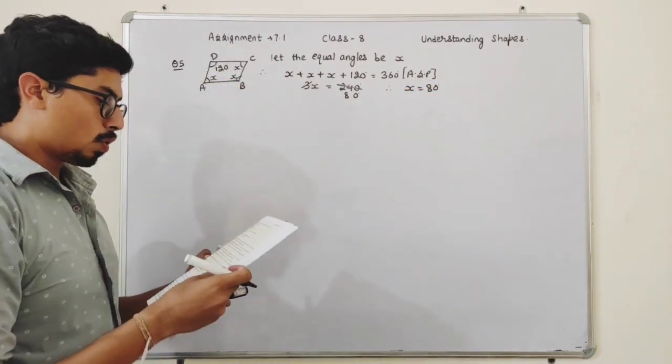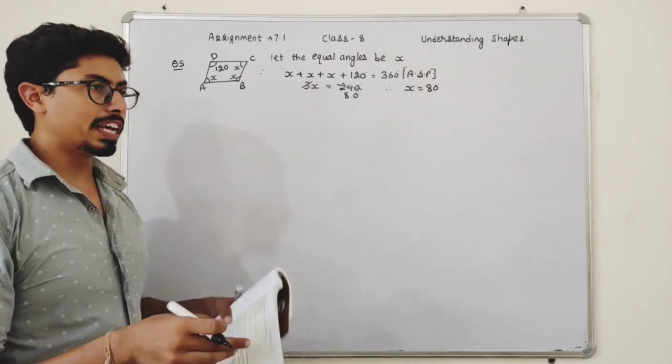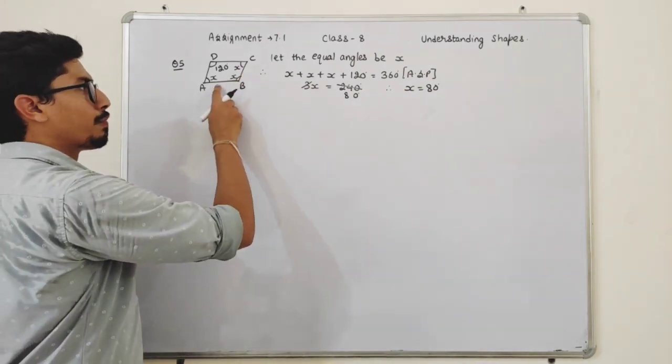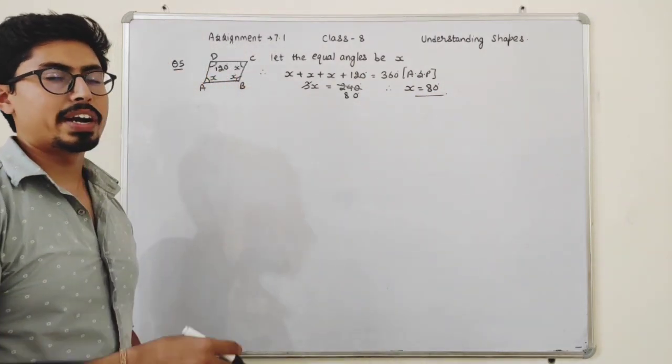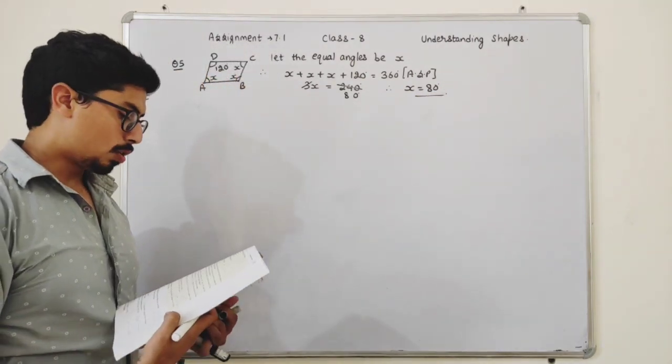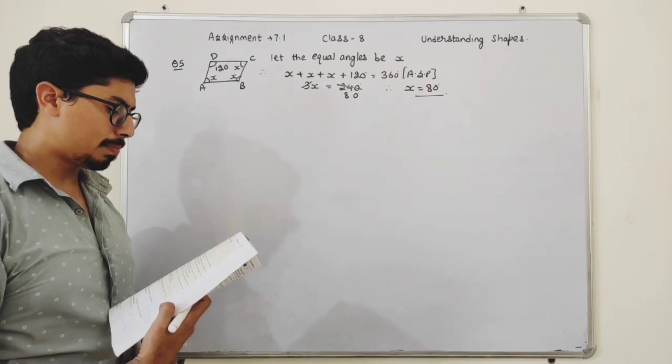Okay. So we have to find the measure of each of the equal angles. So each equal angle is 80 degrees. So 80 degrees is our required answer. Okay students. Now, the next question, that is question number 6.